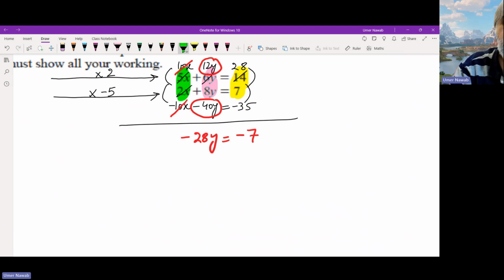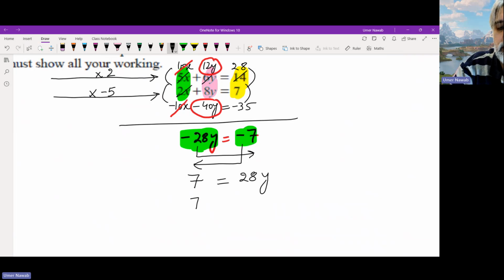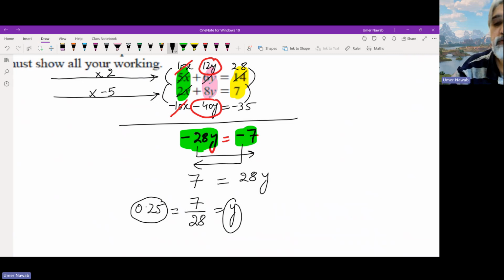Minus 28y is equal to 28 minus 35, which gives me negative 7. Since the subjective term is negative, shift the places or interchange their positions. This goes to the right and minus 7 goes to the left. So I will be left with 7 is equals to 28y, or 7 over 28 is equals to y, and that is equals to 0.25. You can use a calculator. So the value of y is 0.25.